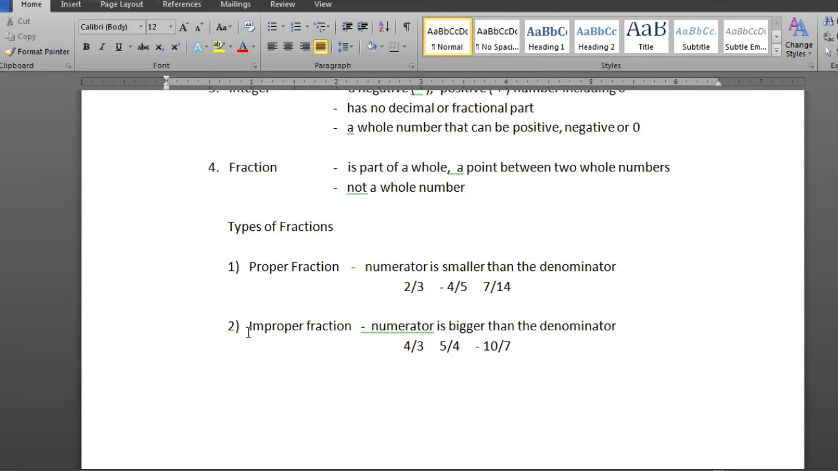The second is the improper fraction. Actually, this is just the reverse of the proper fraction. In this case, the numerator is bigger than the denominator. So you will see 4 is bigger than 3, 5 is bigger than 4, 10 is bigger than 7.